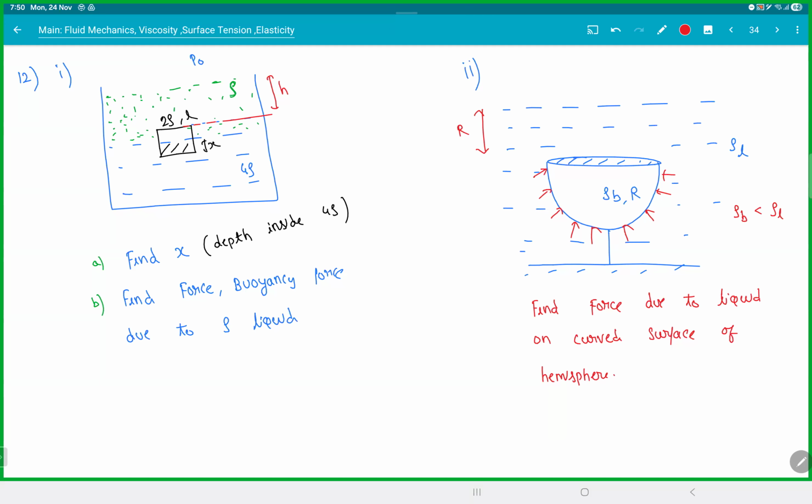No, you'll not talk. See, when you say force due to a liquid, don't talk about buoyant force. When you talk about buoyant force, don't talk about force due to liquid. The force due to liquid comes due to pressure, right? What is buoyancy force exactly? Buoyant force is nothing but the difference in pressure between the lower and the upper surfaces. That is what we call buoyant force.